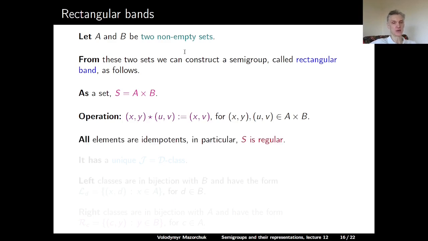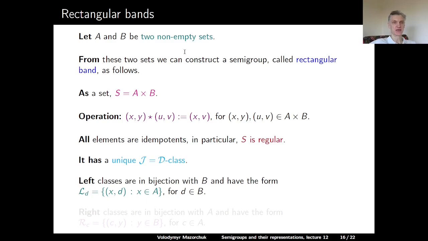So all elements in this semigroup are idempotent. In particular, that's a regular semigroup. It has a unique J class, so it's the same thing as a D class in this case. And the left classes are in bijection with elements of B, and if we fix D in B, the corresponding left class, which we denote by LD, consists of all pairs x, d, where x is in A. And similarly, right classes are in bijection with A, and have the form RC, where C is an element in A, consisting of all pairs C, y, where y is an element in B.